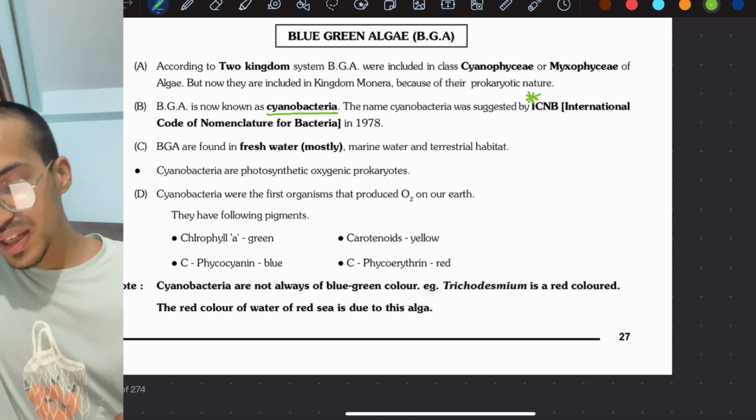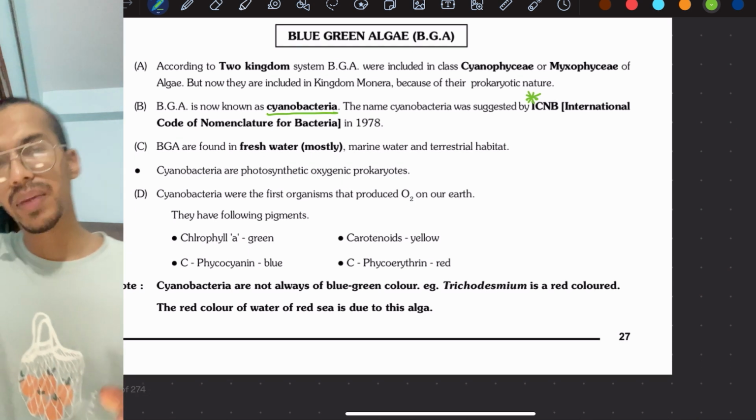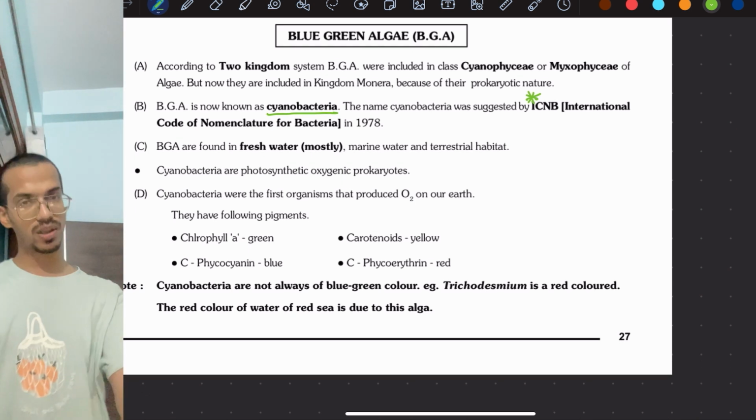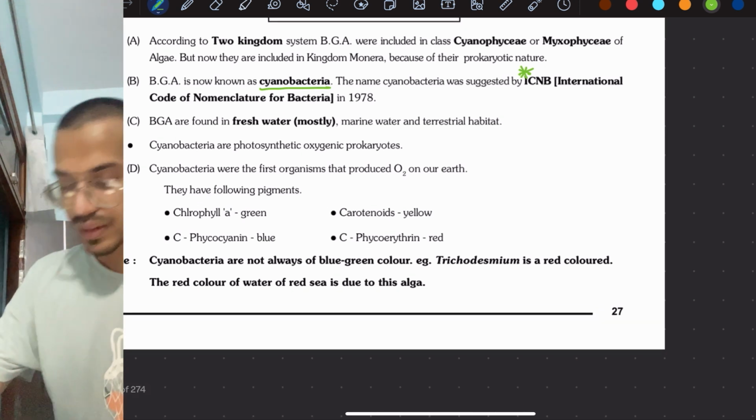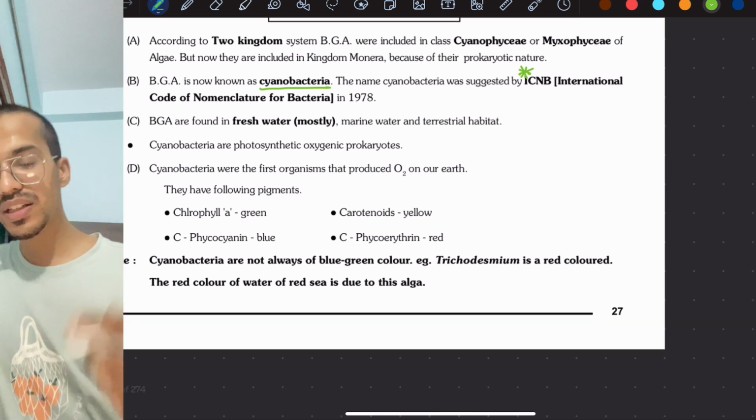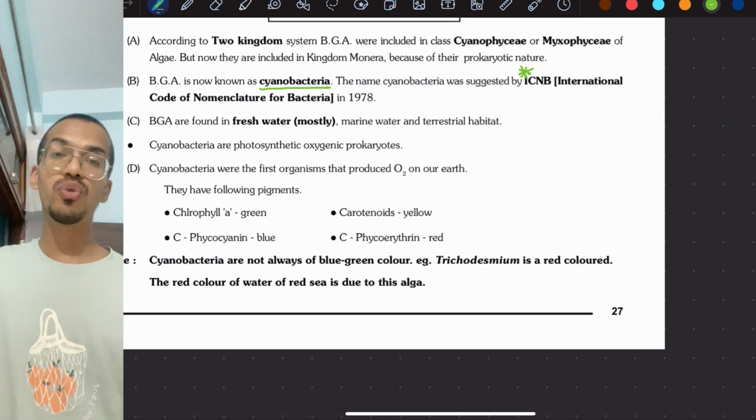Okay, so BGA is mostly freshwater, but it can be present in terrestrial environments or marine water also. Now there are pigments present, and it is believed that they were initially photosynthetic bacteria.